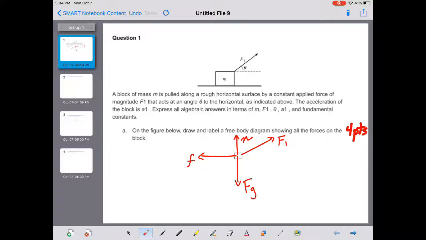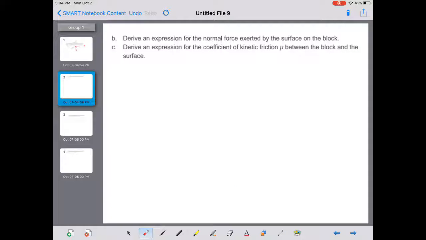It did not want you to break it up into components. That's it. Notice that my normal force is not as long as my force of gravity. That's because you've got a component of this F1 that's also going to be helping along with it. But that's where you're getting your 4 points from. Let's move on to part B.